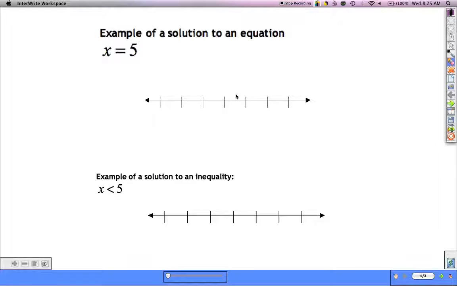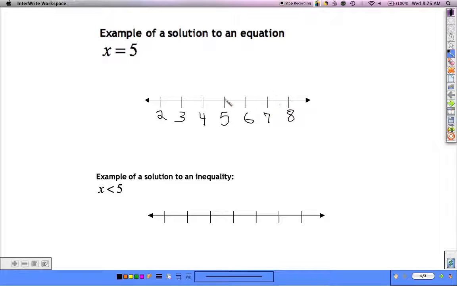Okay, so here's examples of both the inequality and how they're graphed. So if we say x is equal to 5, then we want to be able to graph this on a number line. To graph it on a number line, we just want to look at the part of the number line that's important to us. So let's say 5 would be in the middle. Numbers lower than 5 would be to your left. Numbers greater than 5 would be to your right.